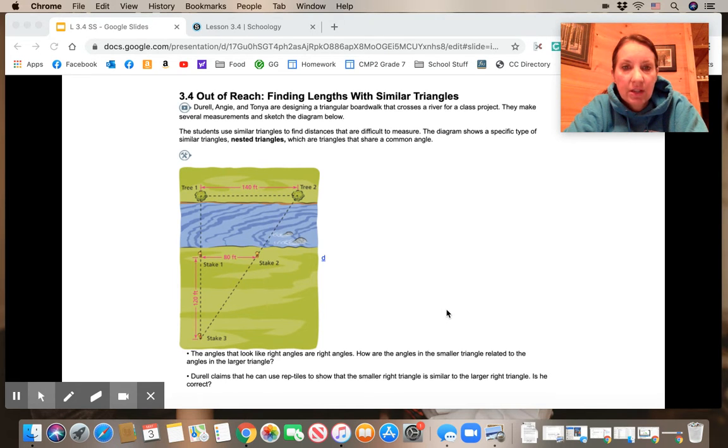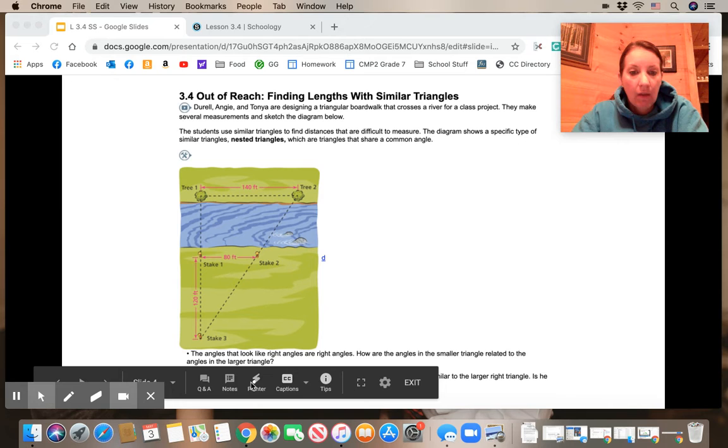The diagram shows a specific type of similar triangle called a nested triangle, which are triangles that share a common angle. So basically, a nested triangle is like a triangle inside of another triangle. I was going to use my pointer here to show you that you can see the big triangle here all the way to tree 1, to tree 2, to tree 3. That would be the big triangle. The interior triangle then would be from stake 1 to 3, right? 3 to 1 to 2 back to 3.